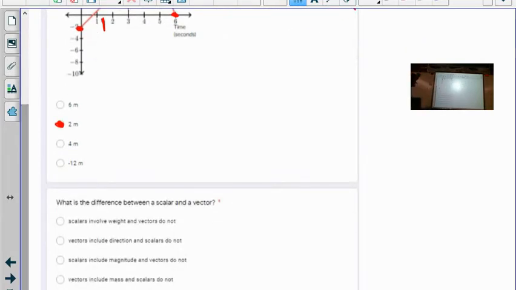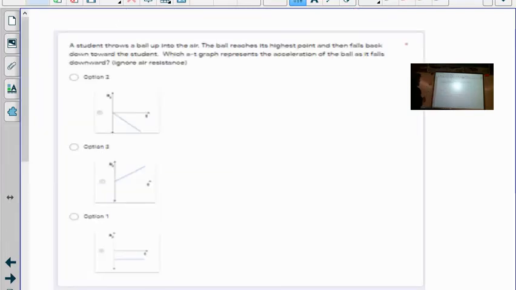What is the difference between a scalar and a vector? Scalars are magnitude only, vectors are magnitude and direction. Vectors include direction and scalars do not. All right, where am I at?